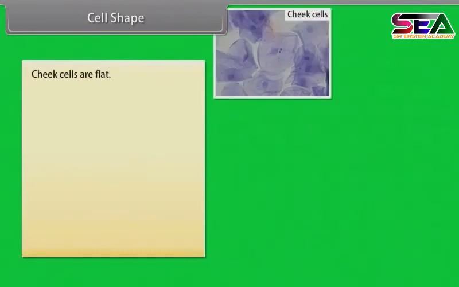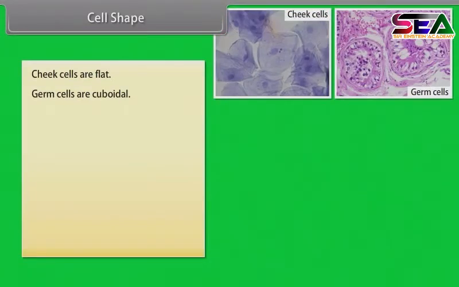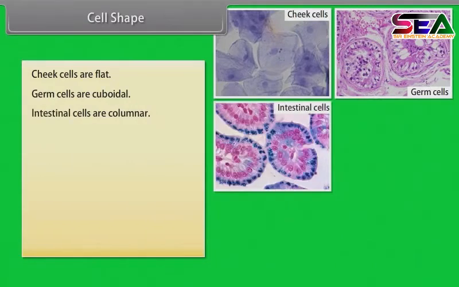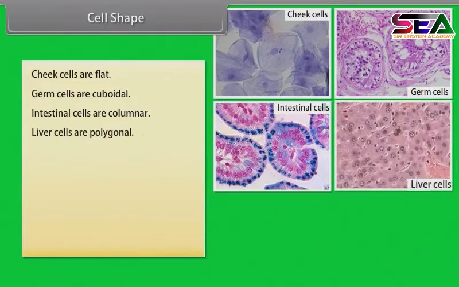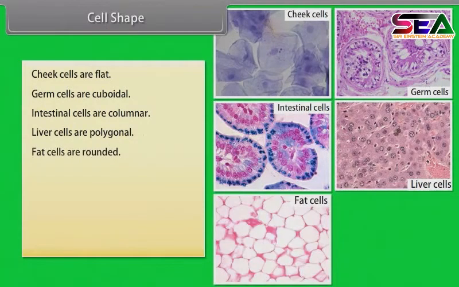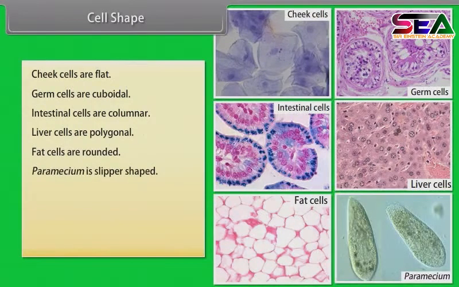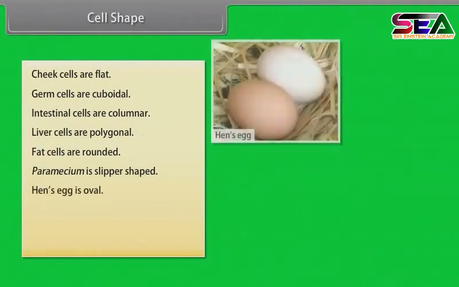Cheek cells are flat. Germ cells are cuboidal. Intestinal cells are columnar. Liver cells are polygonal. Fat cells are rounded. Paramecium is slipper-shaped. Hence, egg is oval.